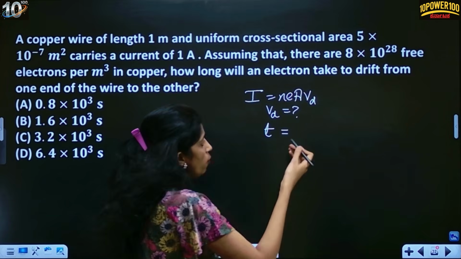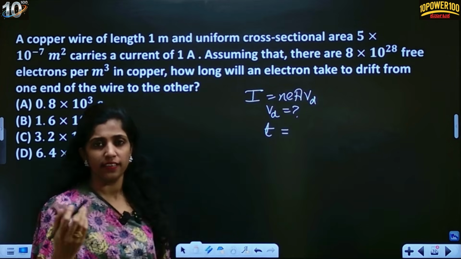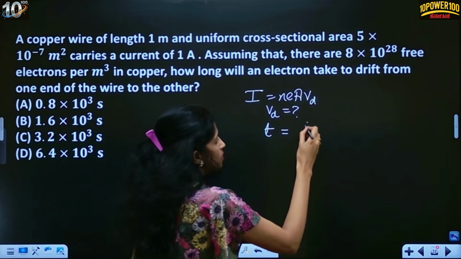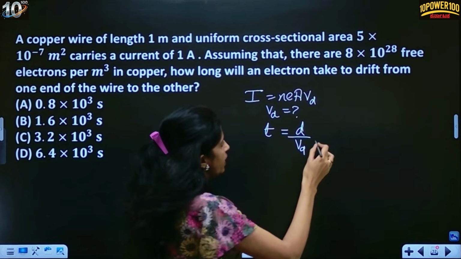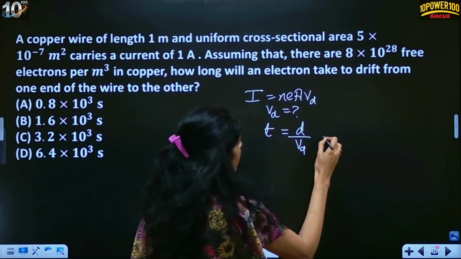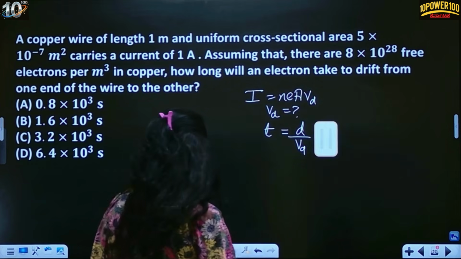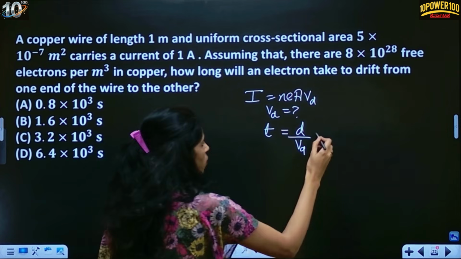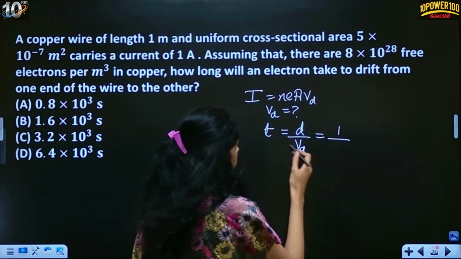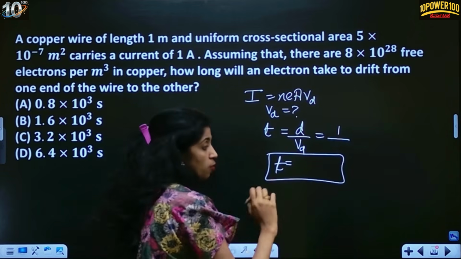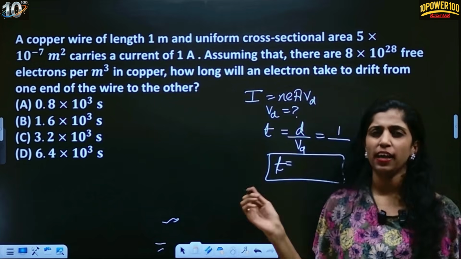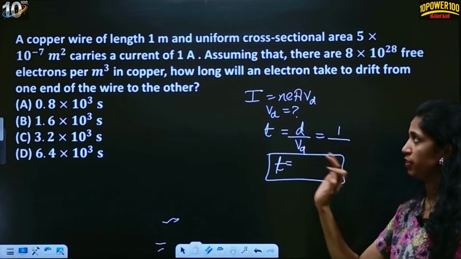So how are time and velocity related? We know that time is distance by velocity, right, or length by velocity. So here the length is given as 1 meter, and find out the drift velocity and let me know how much time you are getting. Please find the answer. I have given a formula and it's again direct, just a calculation over here.